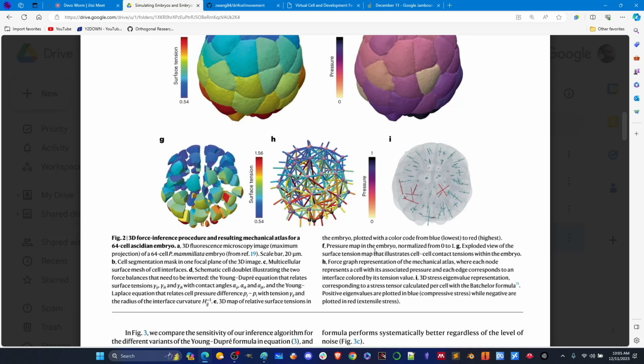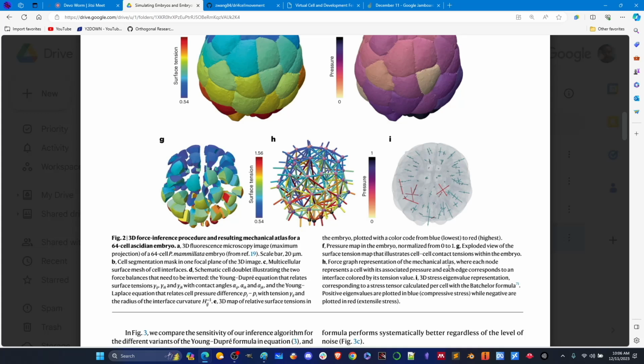Any thoughts about that, Susan? Yeah, it looks like a tensegrity network. I wouldn't have gone with surface tension on this, but, yeah, I don't know. I'll certainly read this. Yeah, yeah.